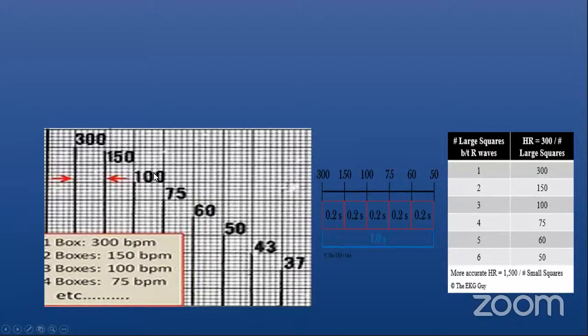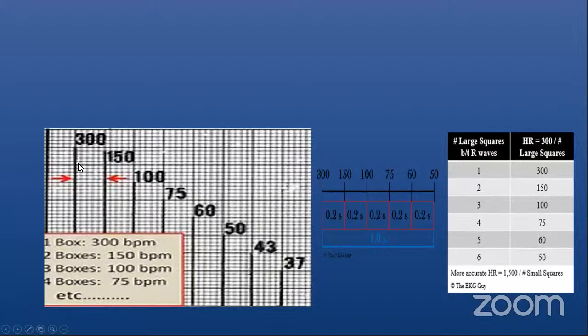millimeter. So if one QRS complex is there and the other QRS complex is there, simply we are dividing 1500 by 5, because there are 5 large boxes in that one. So that will give you the heart rate of 300 beats per minute.